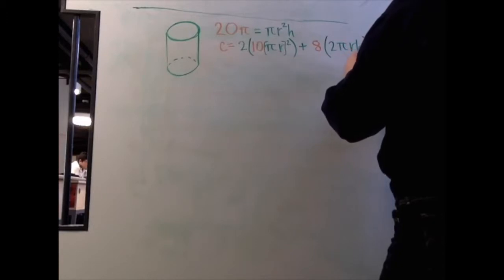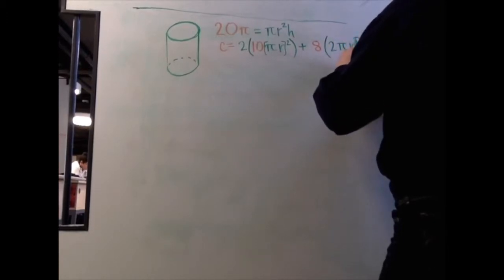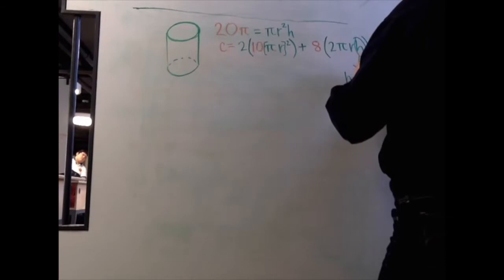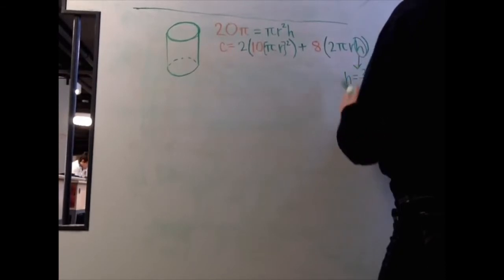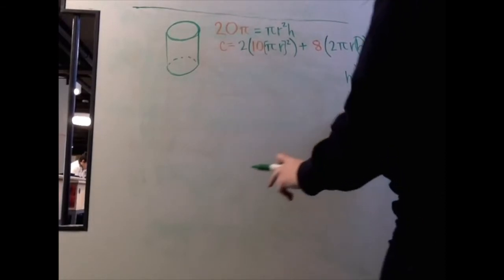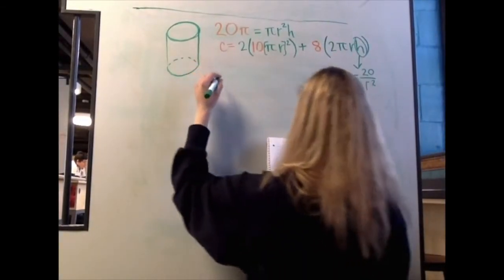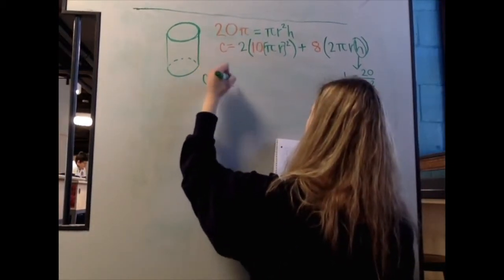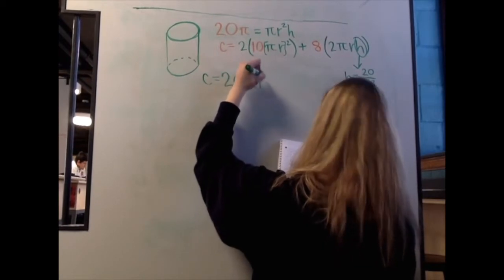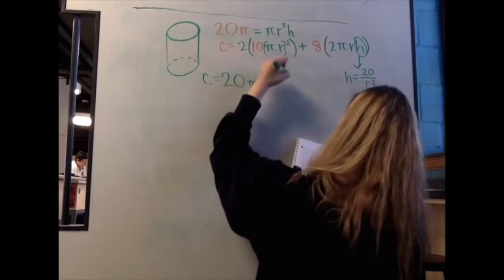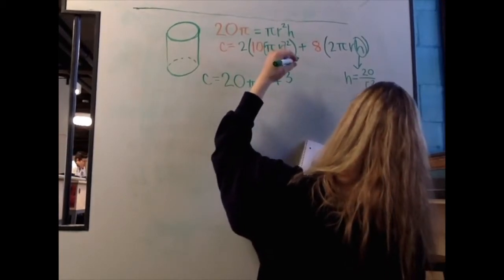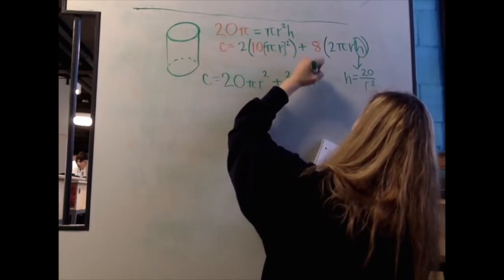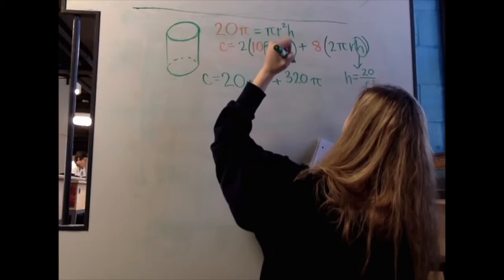So I substituted 8 for the side material, or I just multiplied 8 by the side material surface area and 10 by the top and bottom surface area times 2 because there are 2. You can substitute h in terms of r as 20 over r squared. So I substituted that into the cost equation, which ends up with 20 pi r squared plus 320 pi over r squared.